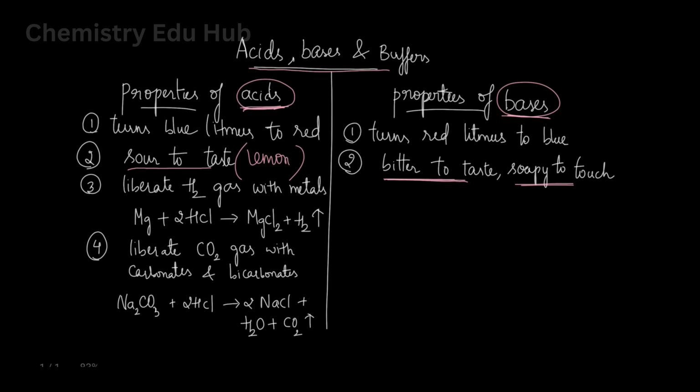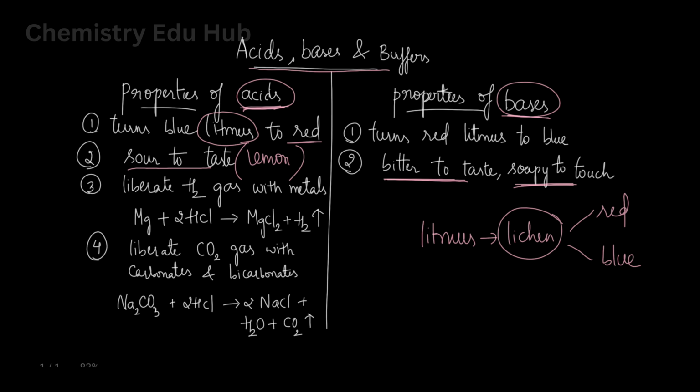And since you cannot taste every acid and base, you need some indicator to identify what is a base and what is an acid. For that, we generally use litmus. Litmus is a natural indicator which contains a natural chemical called lichen. That is added and made into two types, red litmus and blue litmus papers. When you dip this paper into an acid, it should turn red. When you dip this paper into a base, it should turn blue. Then only we can say the given compound is an acid or a base.